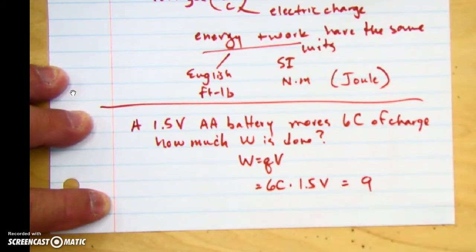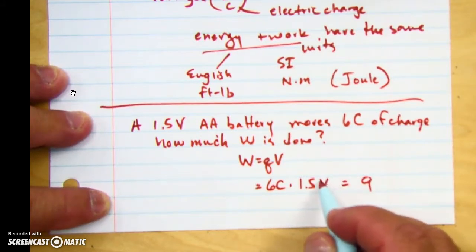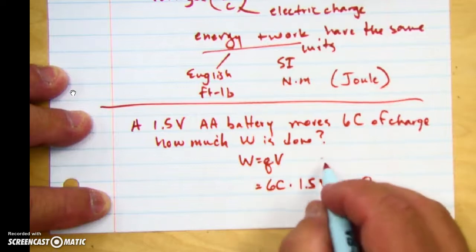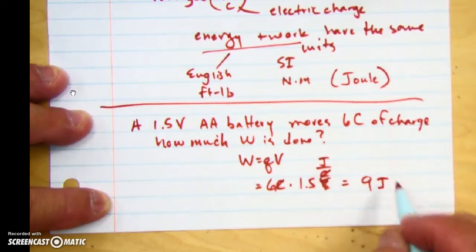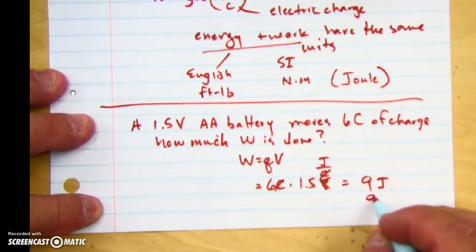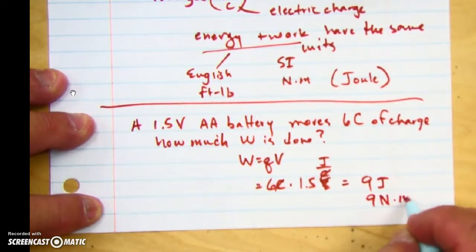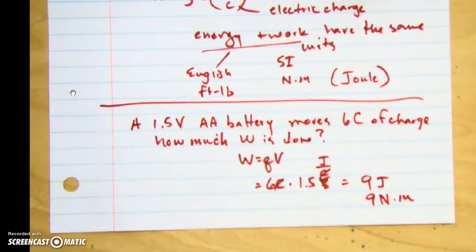Now, that's going to give me 9. But 9 what? Here's where we have to make the substitution for volts. A volt is a joule per coulomb. If I multiply joules over coulombs times coulombs, the coulombs cancel out and I'm left with joules. Or you could write 9 newton meters. They'd give you the same thing. We have a lab that will involve this and hopefully get you ready and all that stuff. Hope you enjoyed it.